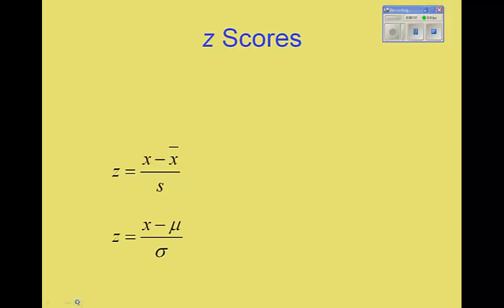These are formulas for what are called z-scores. I want to take the data that you have right now in your calculator or in your computer or I have on the board, and I want to calculate a z-score.